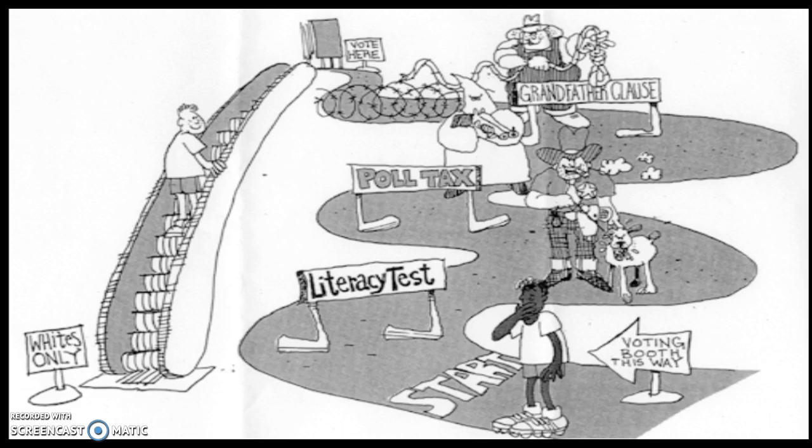This political cartoon illustrates the challenges black people faced in attempting to fulfill their 15th Amendment right to vote, such as literacy tests, poll taxes, the Ku Klux Klan's intimidation, and lynching, while the white man gets to easily go up the escalator to vote due to the grandfather clause.